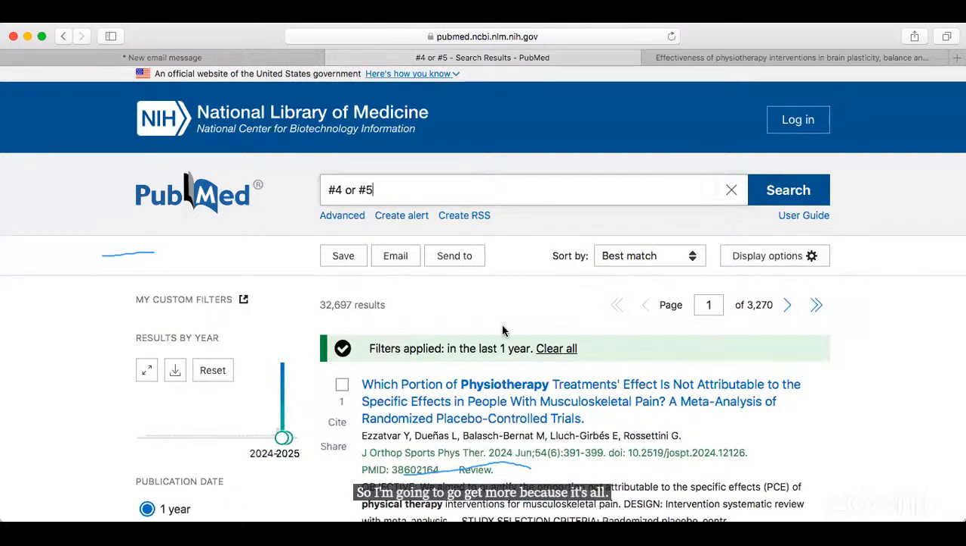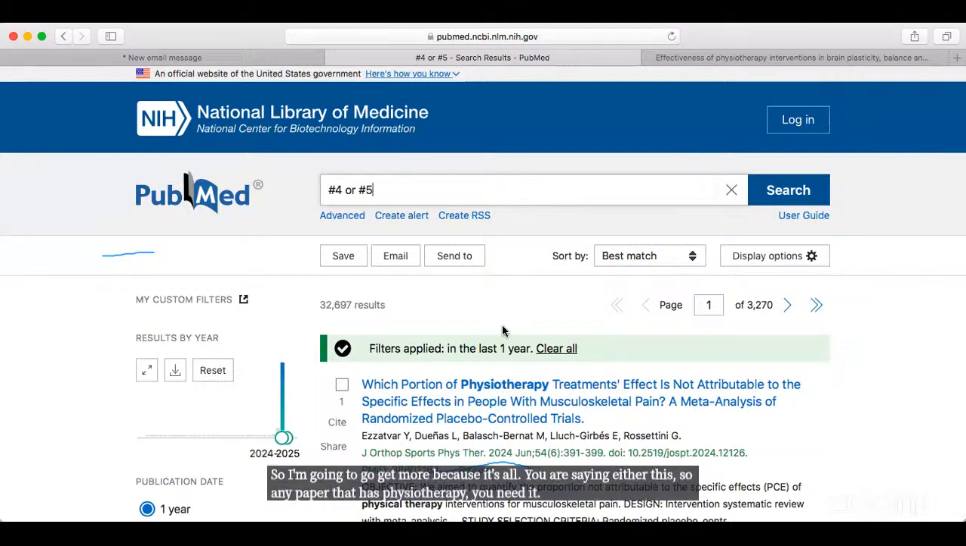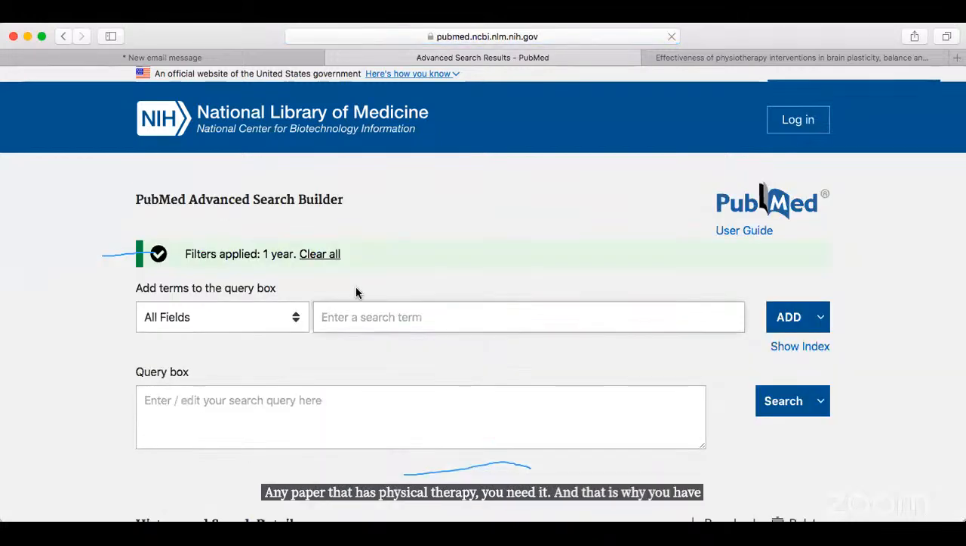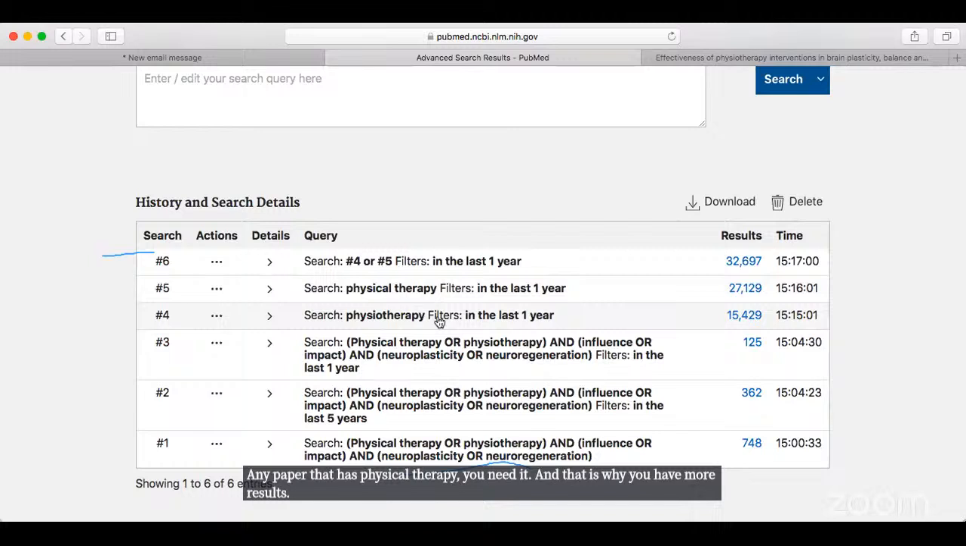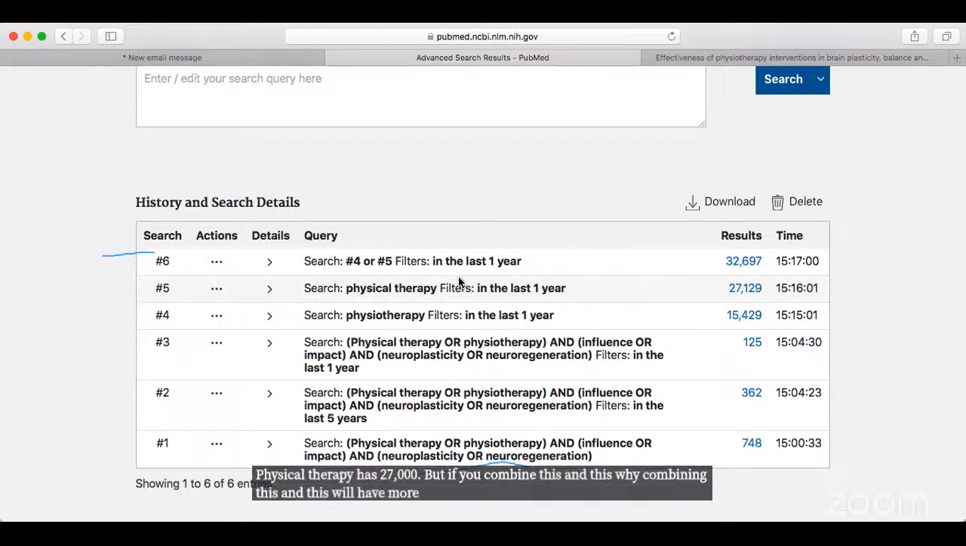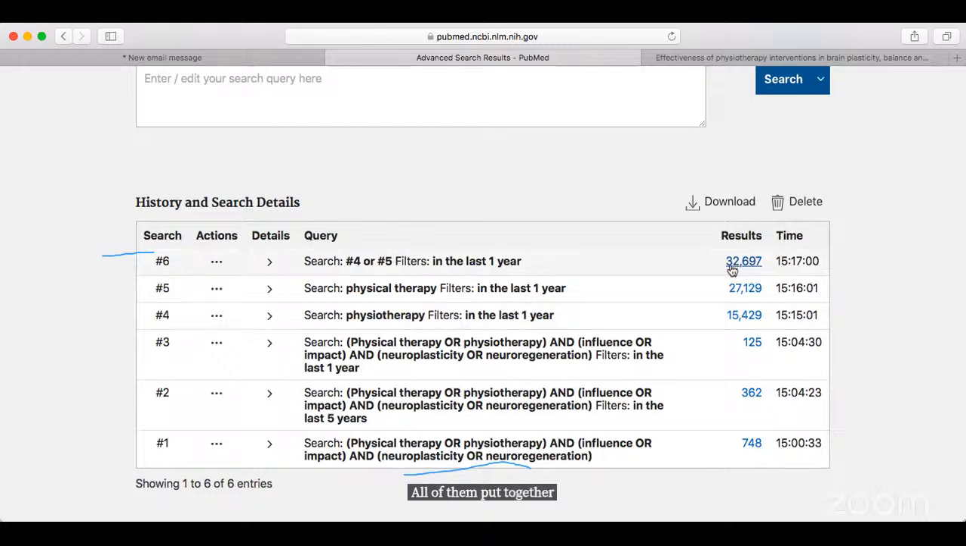You are saying either this, so any paper that has physiotherapy, you need it. Any paper that has physical therapy, you need it. And that is why you have more results. If you go down here, you'll see physiotherapy has 15,000. Physical therapy has 27,000. But if you combine this and this, you will have more than either, because some are possibly repeated here and here. But all of them put together, you'll have a higher number, which is 32.